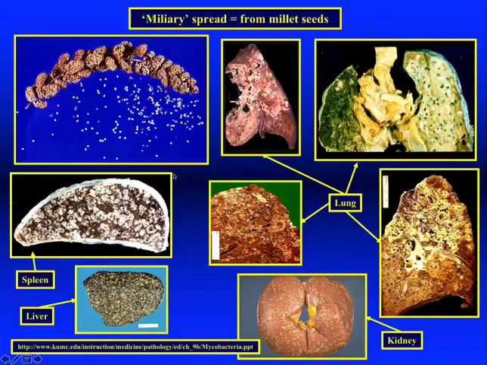When they spread inside or outside the lung, we call that miliary spread, as in seeds from the millet plant. And this would be miliary spread within the lungs, within the kidney outside of the lung, liver, and spleen.